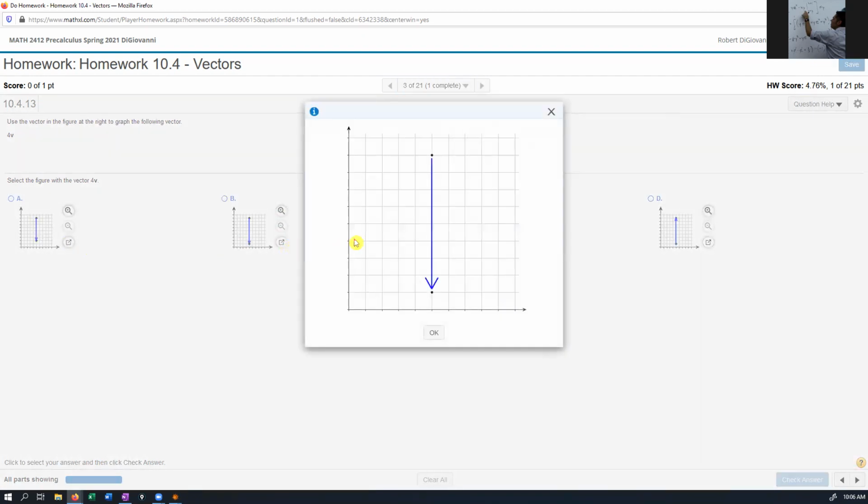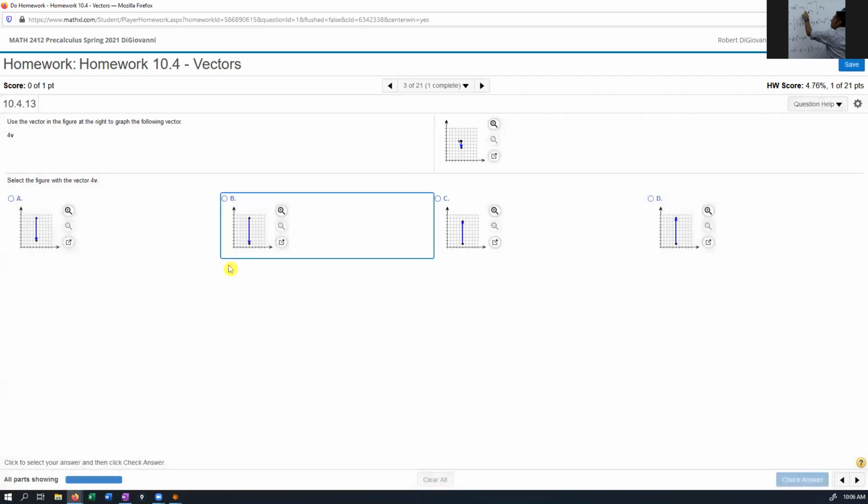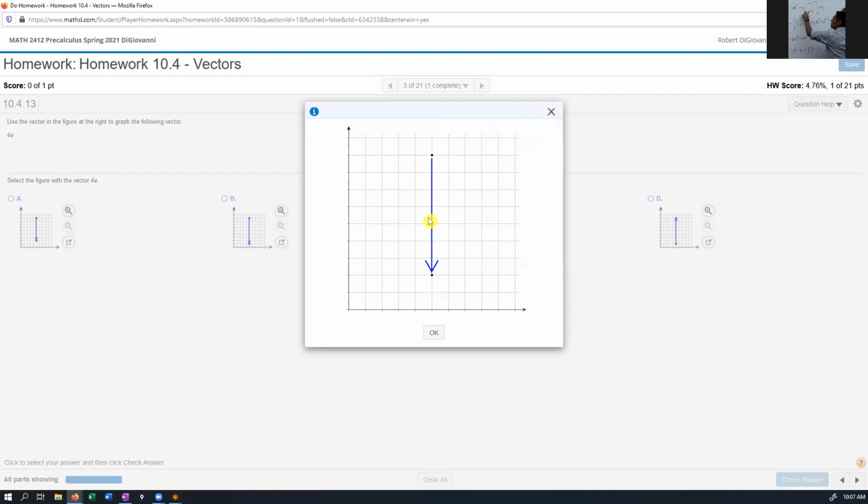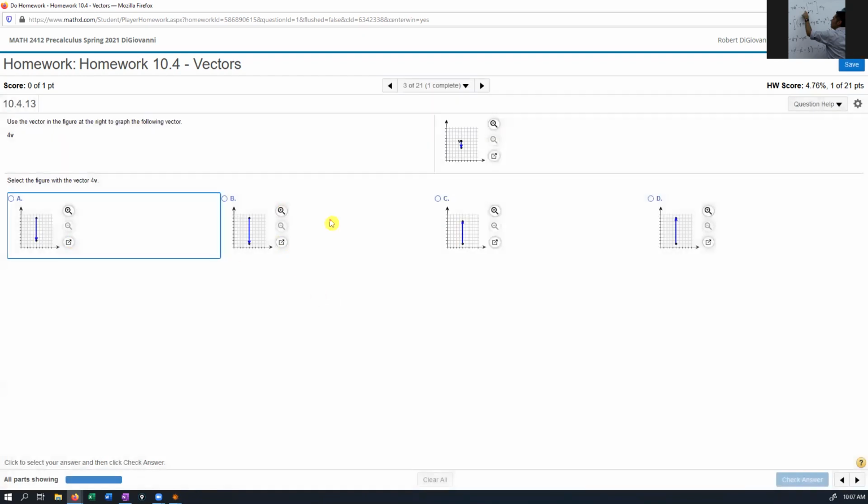I don't know. These look almost the same. What the heck? 2, 4, 6, 8. Maybe they're counting each of these like 2. 2, 4, 6. Okay. 2, 4, 6. That'd be 7. So it looks like it's this one here. That's a weird one.